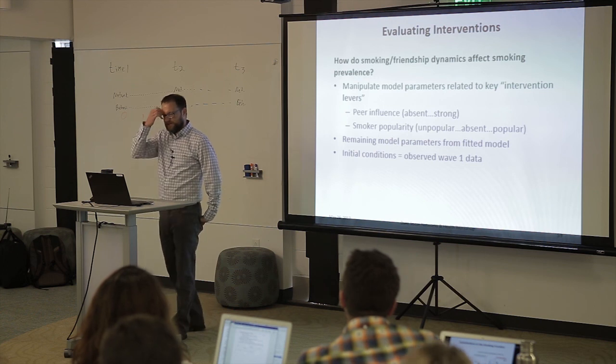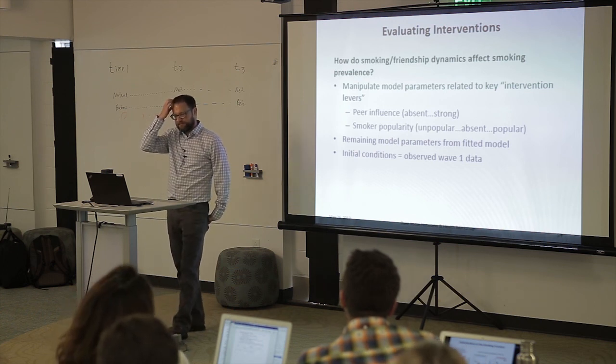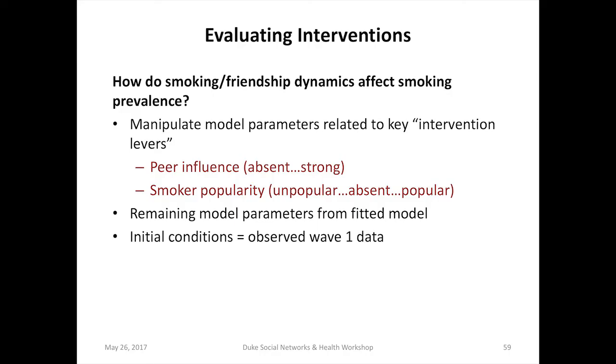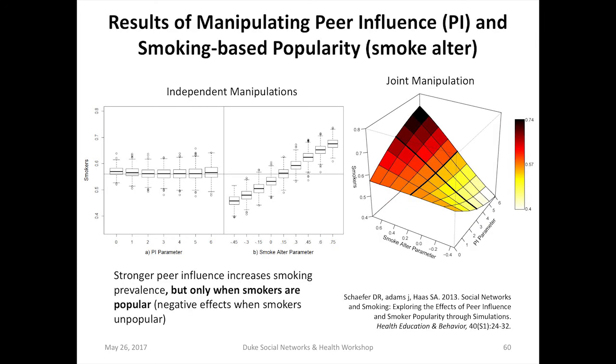Okay, we could also estimate the importance of potential interventions. We could manipulate really anything in the model. Some things are easier than others to manipulate. So in an initial proof of concept paper, some colleagues and I manipulated peer influence. We manipulated how popular smokers were, kept everything else in the model the same, and then looked to see how these different parameters, their strength, affected the prevalence of smoking over time. Okay, and so here we see that if we manipulate peer influence but keep smoking popularity the same, there's really no effect on smoking prevalence.